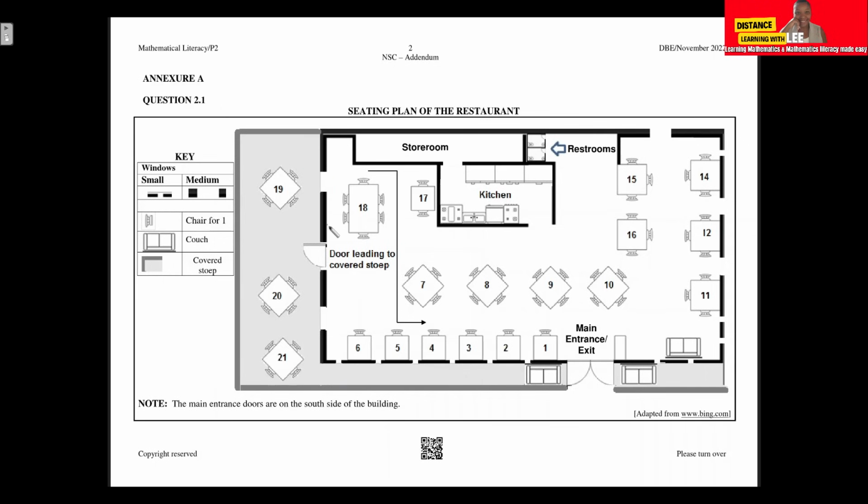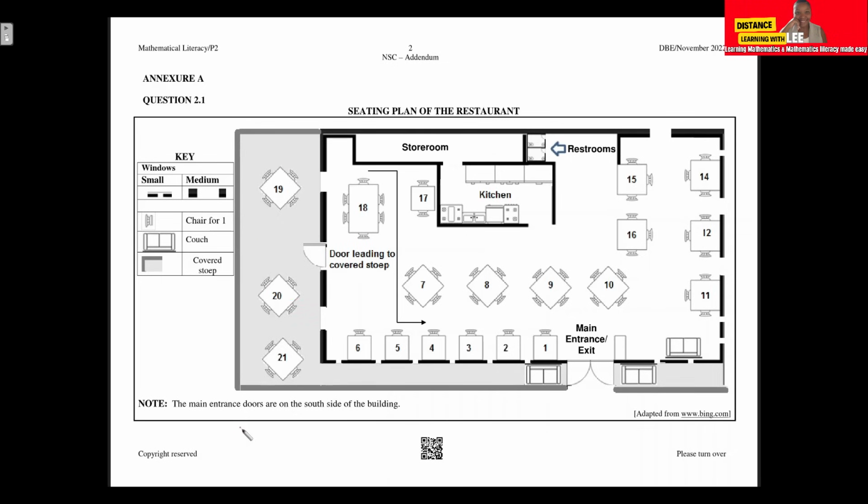Okay, so we see that that's a window, right? That's also still a window. That is a window. Okay, so right here, along your walls, we have our windows, right? Then we've got the key here for a chair, for one chair. Then you've got the key for a couch, and then you've got the key for the covered stoop. So here, guys, we've got our covered stoop. These are our couches, right? And these are our single chairs.